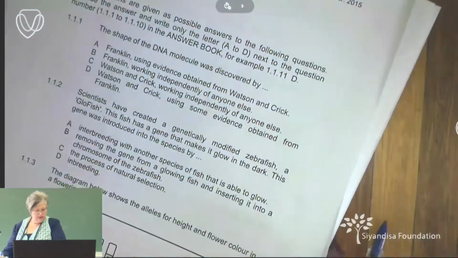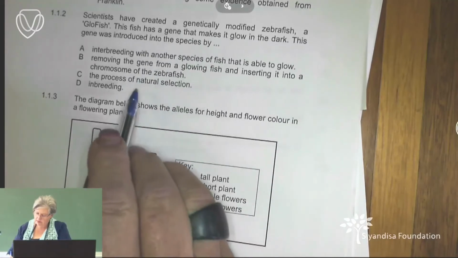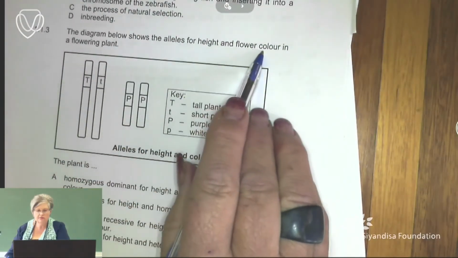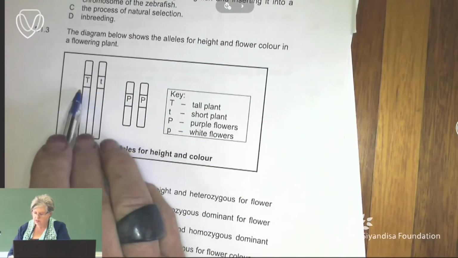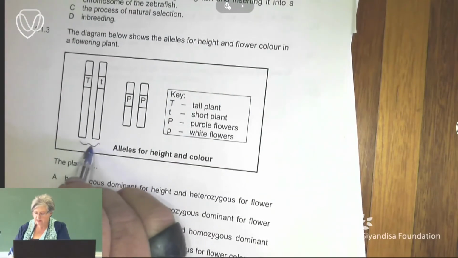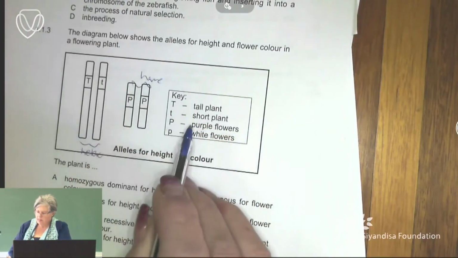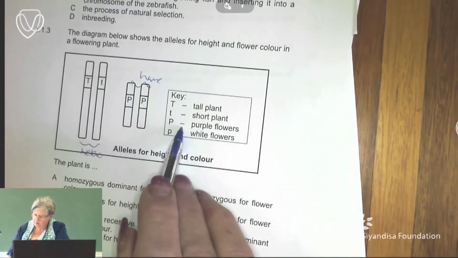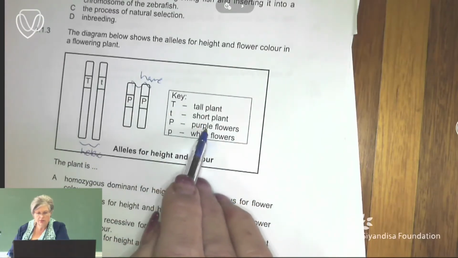The next question. The diagram below shows the alleles for height and color in a flowering plant. The moment you see this, what can I say about these alleles? This is heterozygous and this is homozygous. T is for length and P is for purple. So this one is for tall and short, and purple and white.